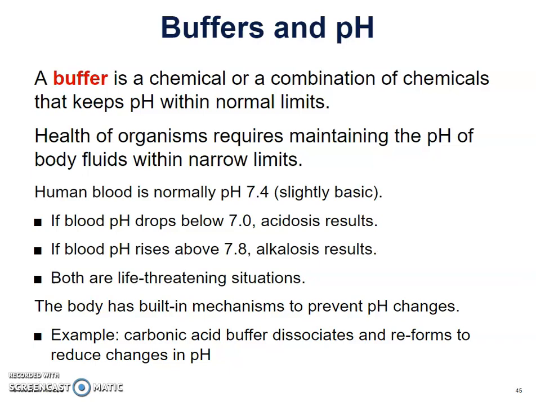The health of organisms requires maintaining the pH of body fluids within a very narrow window. So human blood is slightly acidic. If it drops below a 7, acidosis results, and if it rises above a 7.8, alkalosis results. Both are life-threatening and need to be addressed. Our bodies have built-in mechanisms to prevent those pH changes. So, for example, carbonic acid is a buffer that dissociates and reforms due to changes in the pH.